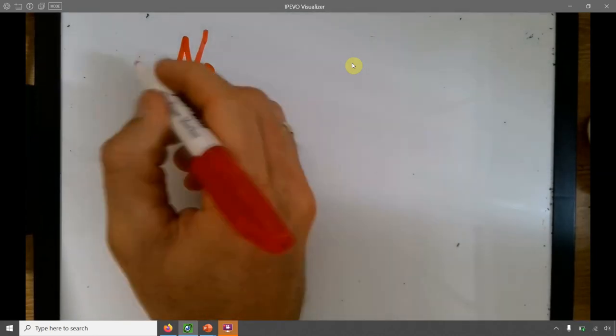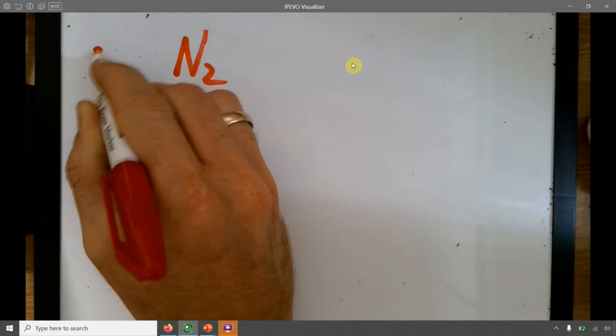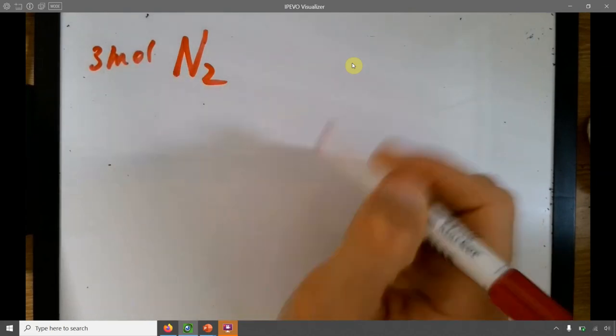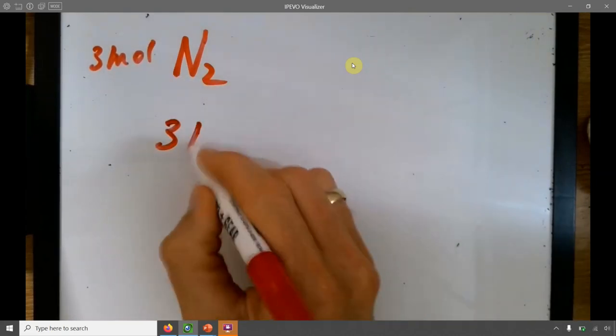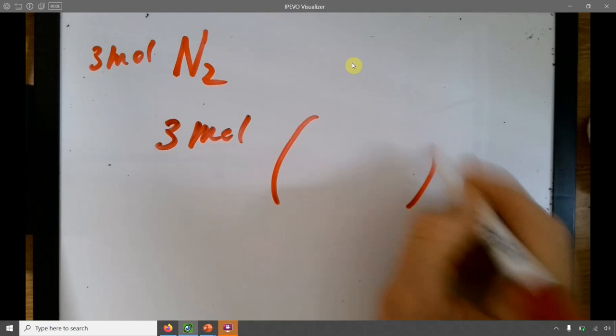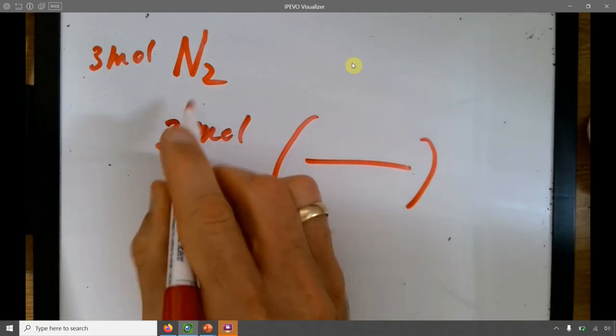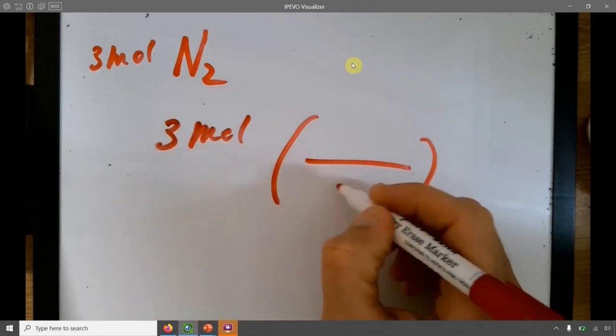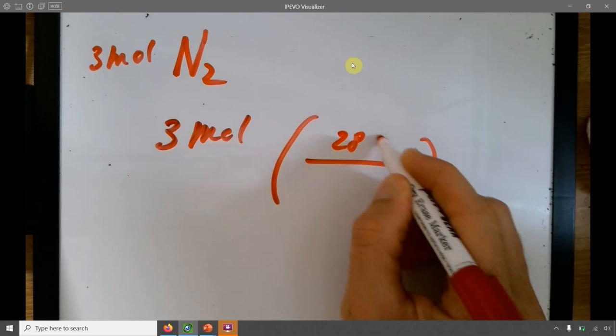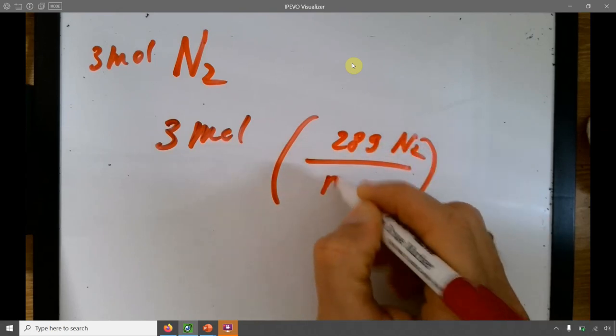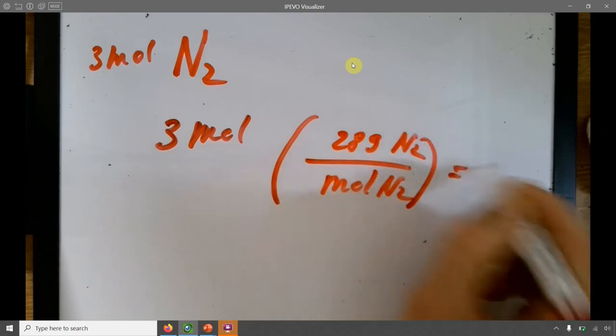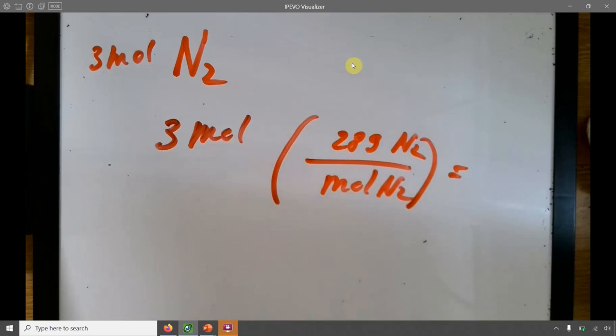And as you know, if I had, say, 3 moles of N2, if I want to go to grams, I go to the periodic table, N is 14. I have 2 of them, so I have 28 grams of N2 per mole of N2. And so whatever this is, this is how you would do that. My moles cancel and I get grams.